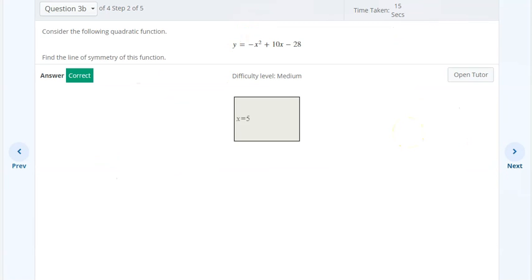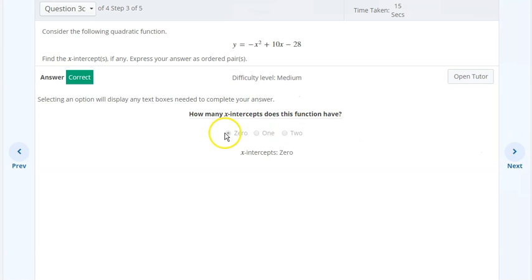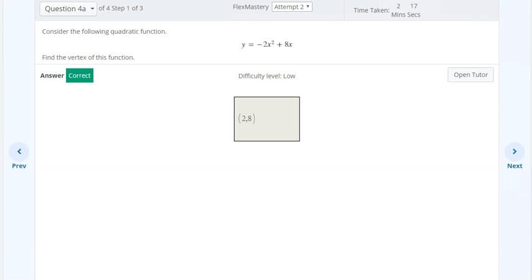There's your axis of symmetry. And there are no zeros because the parabola doesn't reach the x-axis. Well, we'll just briefly review one more as we give you these homework helps.